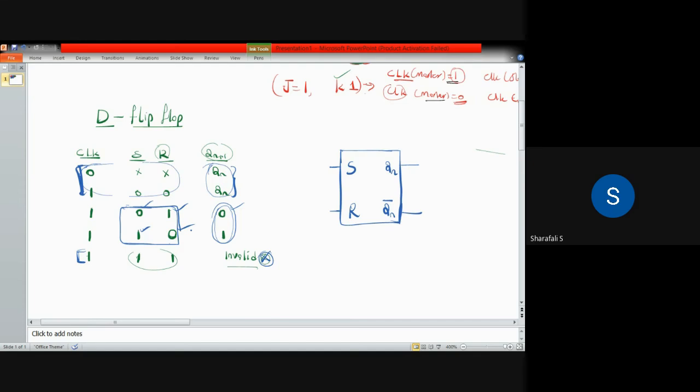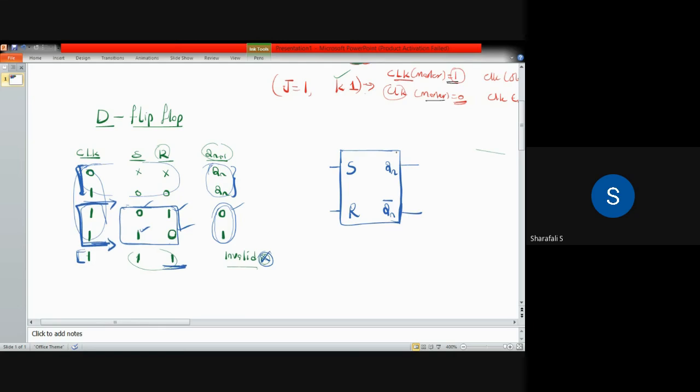When you are applying this condition 1 and 1, then these two are going to be equal. So that is not a valid logic reason. So this condition is not used anywhere. So it is an invalid condition. So we'll use only these four, but among these four, we are having only these two sets for your state changing. If you want to change your state, then you have to use this.